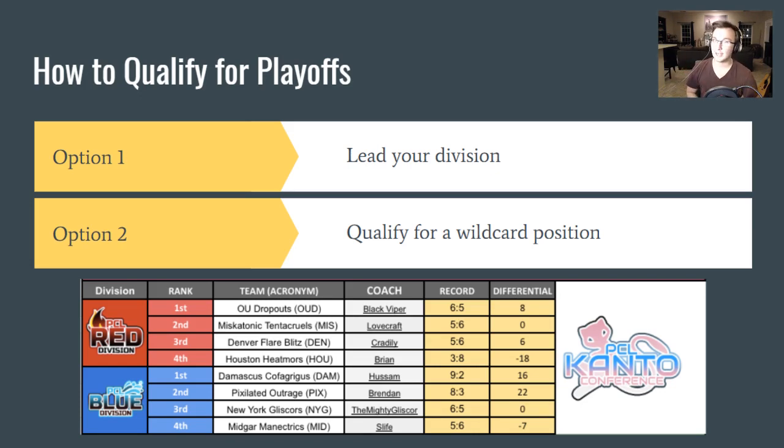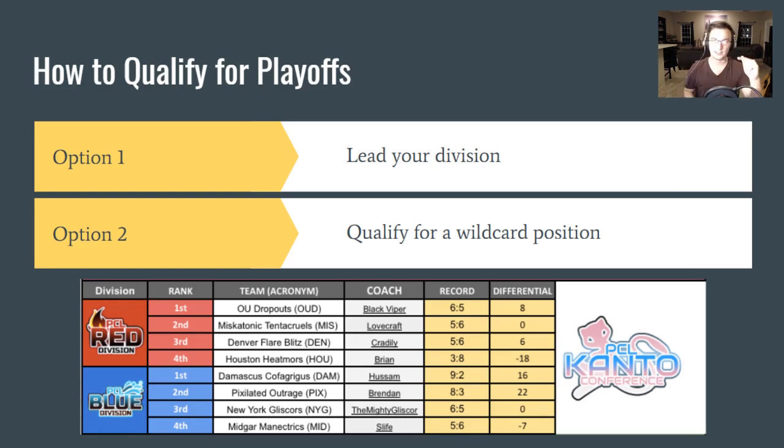There's 2 ways to get into the playoffs. You can lead your division, or you can qualify for a wildcard position. By now, most of us probably know what this is, but I'm going to go through it very quickly. As you can see in the example here, Viper is at the top of his division with 6-5. He is automatically qualifying for playoffs. He leads his division.